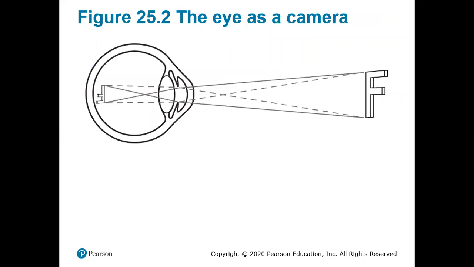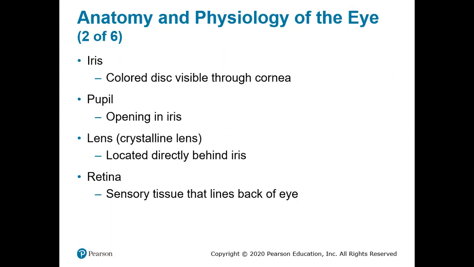Figure 25.2, the eye is a camera. This is on page 378 in the top left corner. The iris, and this is back on page 377, is the colored disc visible through the cornea. Pupil is the opening within the iris.